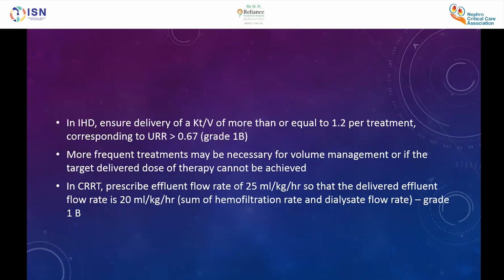In intermittent hemodialysis, we ensure delivery of a Kt/V of more than or equal to 1.2 per treatment, which corresponds to a urea reduction ratio of more than 0.67. More frequent treatments may be necessary for volume management, or if the target delivered dose of therapy cannot be achieved. In CRRT, we prescribe an effluent flow rate of 25 ml per kg per hour, so that the delivered effluent flow rate is around 20 ml per kg per hour, which is the sum of the hemofiltration rate and the dialysate flow rate.